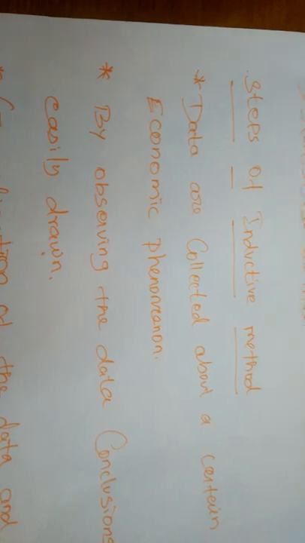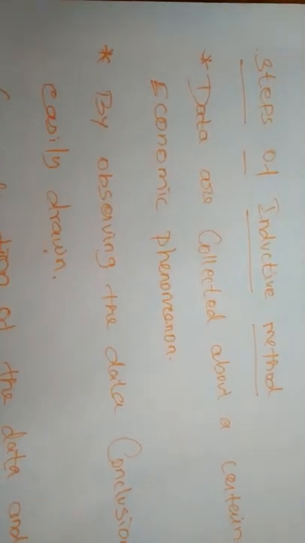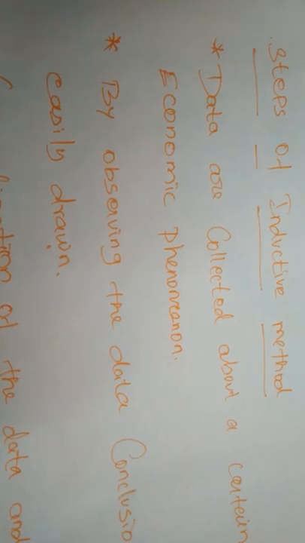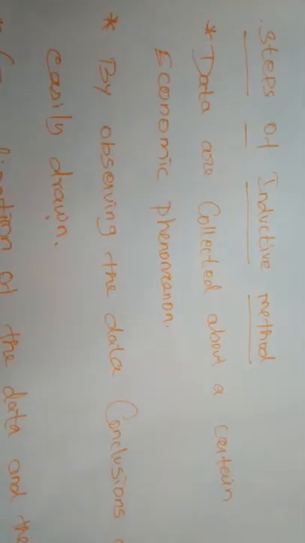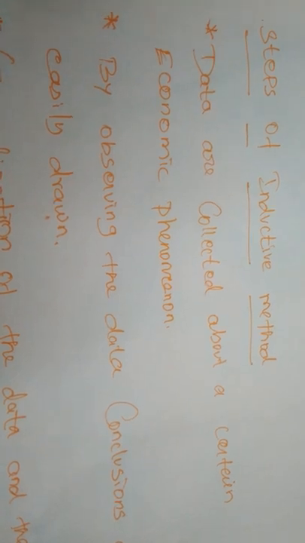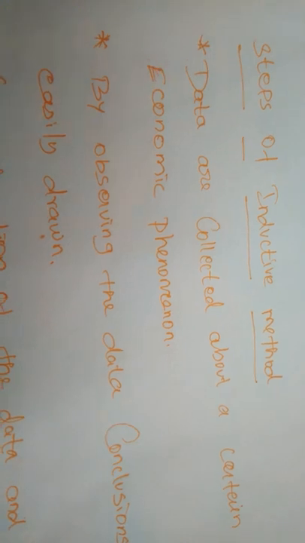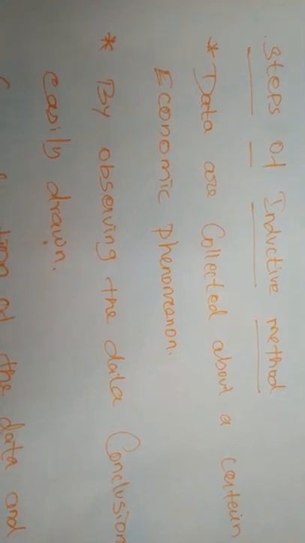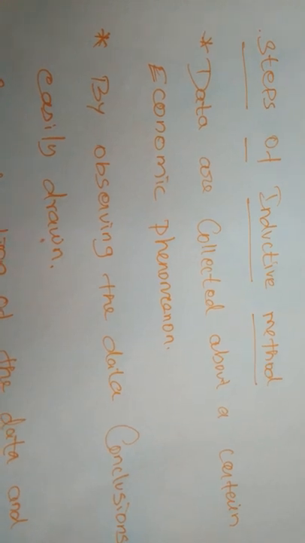Steps of the inductive method. For the purpose of analyzing an economic problem using the inductive method, we have to consider four steps. First, data are collected about a certain economic phenomenon. So we have to collect all the data about the economic phenomenon.